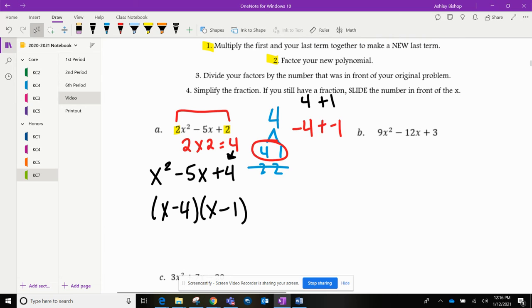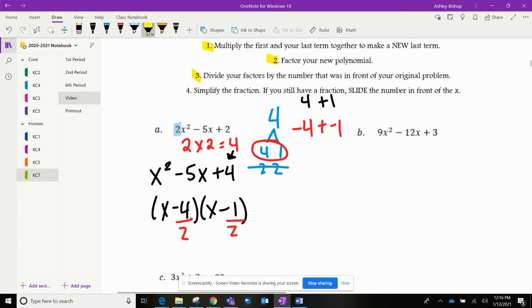You are not done after this. You need to keep going to your other steps where you need to talk about the fact that this won't get me my original problem. If I multiply these together, it won't get me my original. So step 3. Divide your factors by the number that was in front of your original problem. Well, the number that was in front of my original problem was this 2. So I'm going to divide both of my factors by this 2. Alrighty, that was step 3.